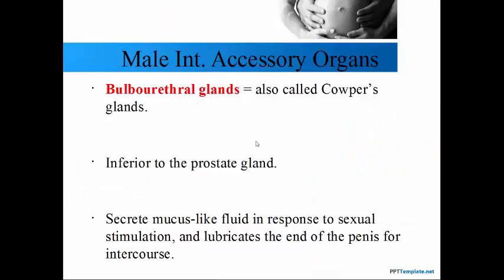Alright, the next structure is commonly called the Cowper's glands, but the full name is the bulbourethral glands. These lie just inferior to the prostate gland, and they secrete a mucus-like fluid that responds to the male being sexually stimulated. The point of this is to help lubricate the end of the penis for intercourse.